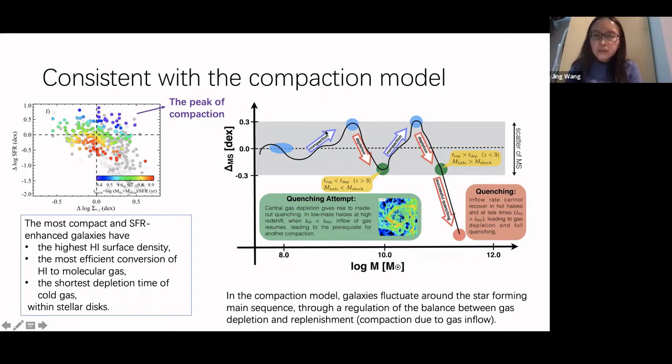This compaction model was theoretically proposed to explain the formation of blue nuggets at high redshift, and the conversion of the blue nuggets to red nuggets. But our observational results suggest that in the low redshift universe, it may still be happening, although in a much gentler, much milder way.